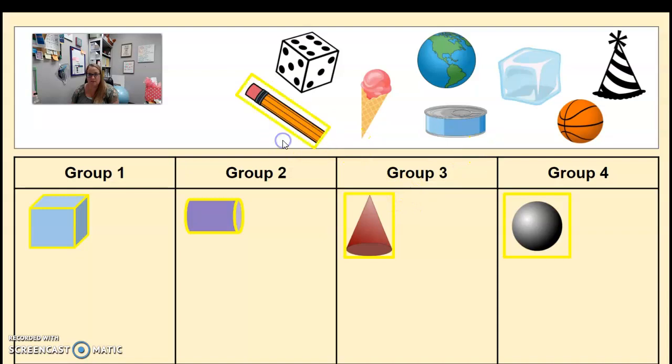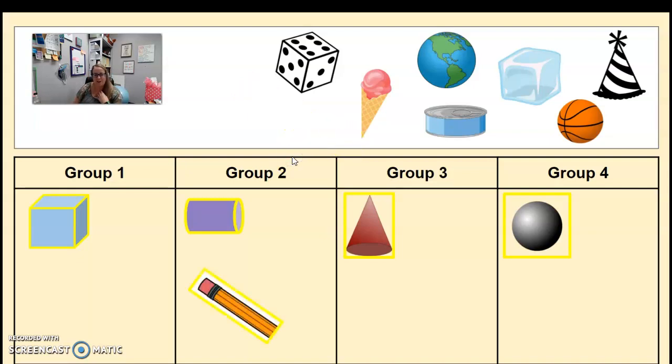So let's look at the next one. The next one is part of our pencil. So I see a circle at the top and a circle at the bottom and a curved surface. So is it going to go in group 1, 2, 3, or 4? Show me with your fingers. 1, 2, 3, or 4. I hope you said group 2. Let's see. Did we get it right? Yeah, we got it right.